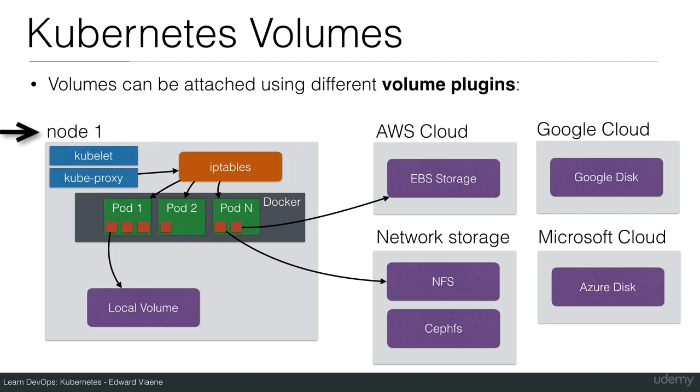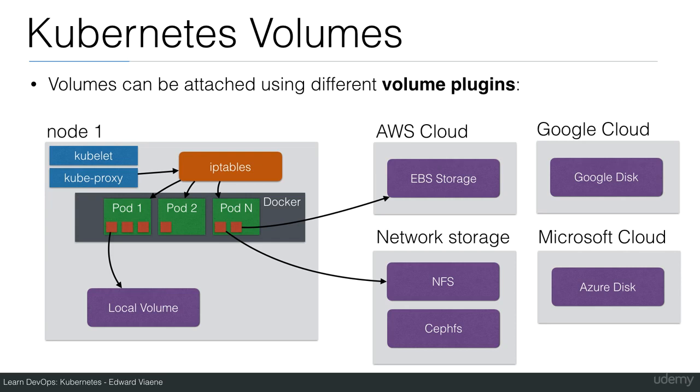On the left, we have our node with a couple of pods on, and the containers in the pod can then be used to attach a volume to. Let's say, for instance, pod 1 has a local volume attached to it, so that data can be saved on node 1 and then can be attached to another pod on the same node.